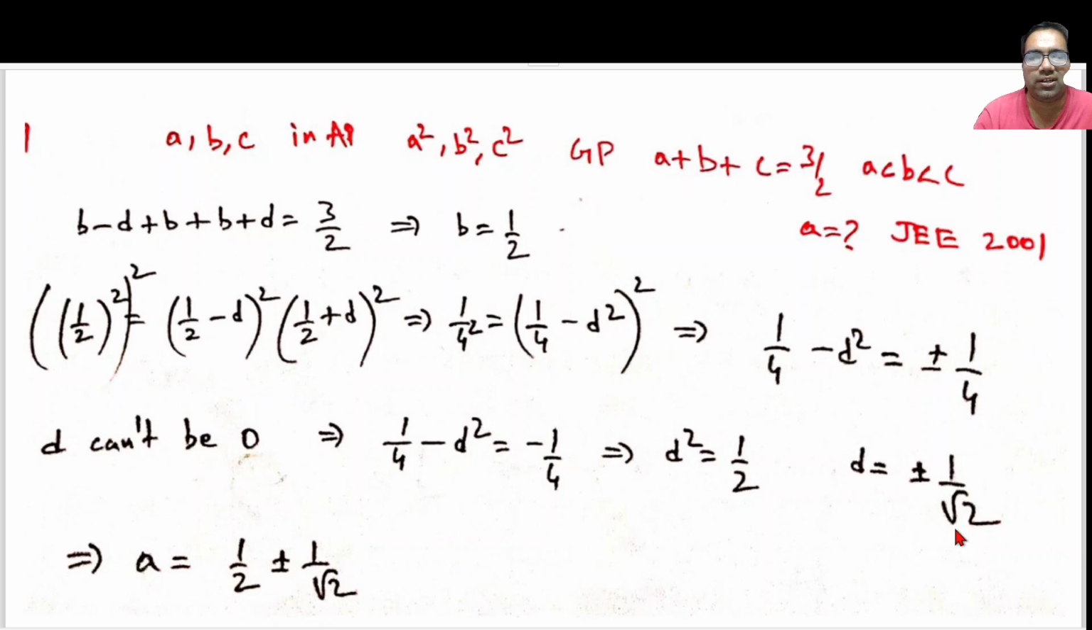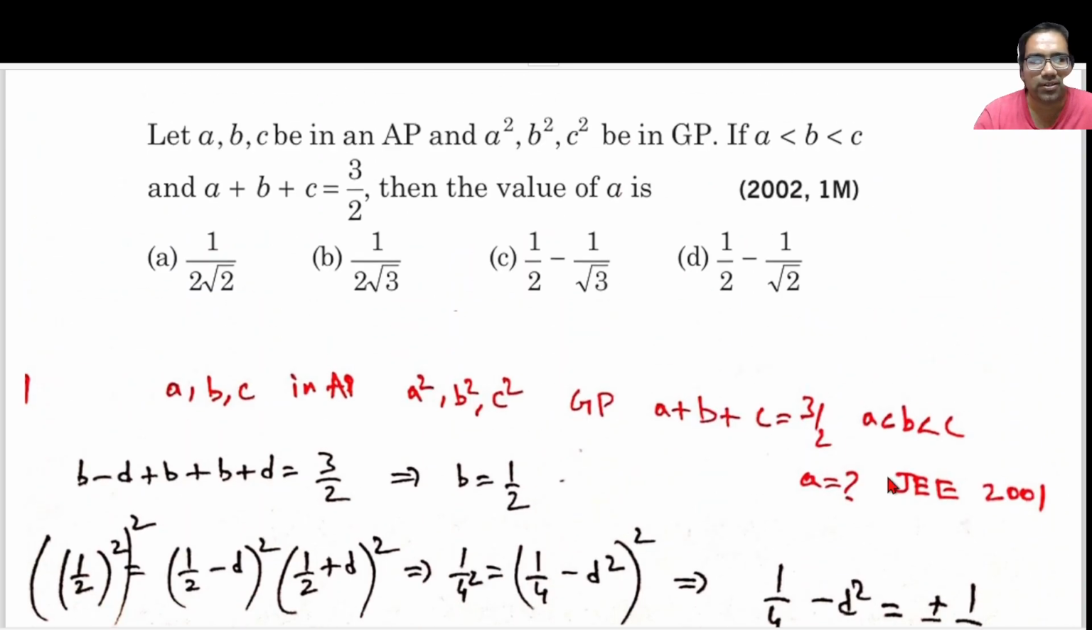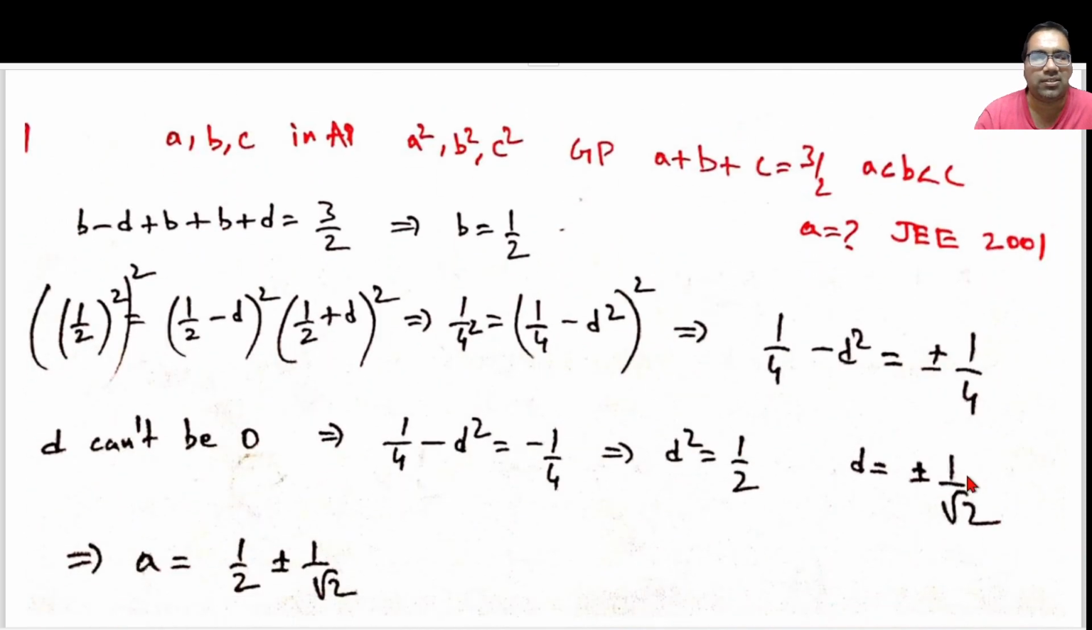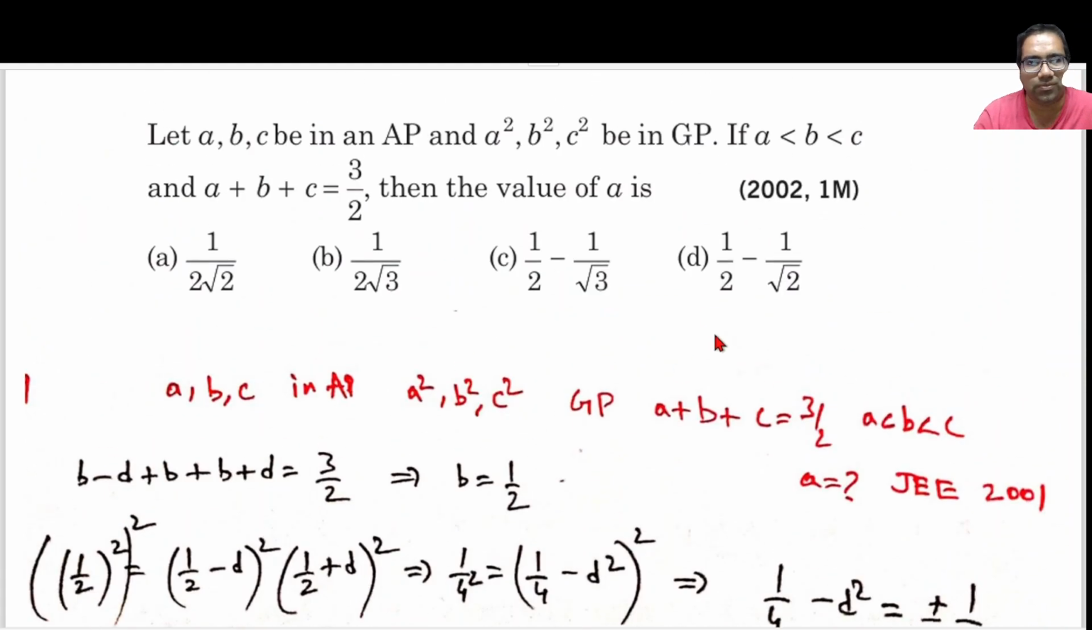Can we take D as plus or minus 1 by root 2? No, because A is less than B. If we take minus 1 by root 2, then A becomes greater than B. So we will take D as positive 1 by root 2 only. Of half plus or minus 1 by root 2, we will not take plus 1 by root 2, because then A becomes greater than B. We'll take half minus 1 by root 2. So this is the correct answer, because A is less than B, which is given.